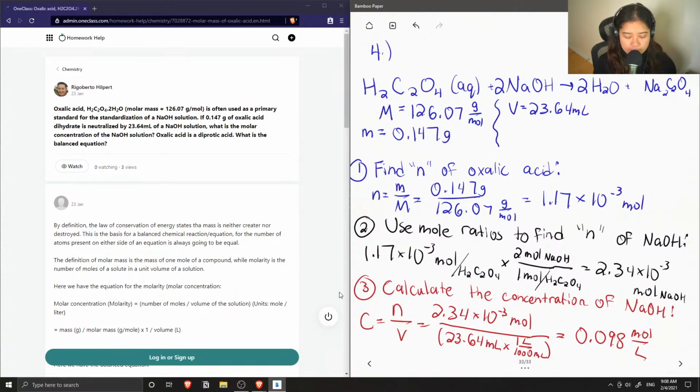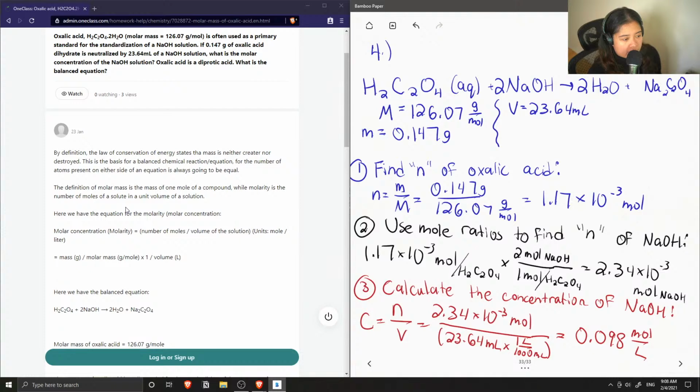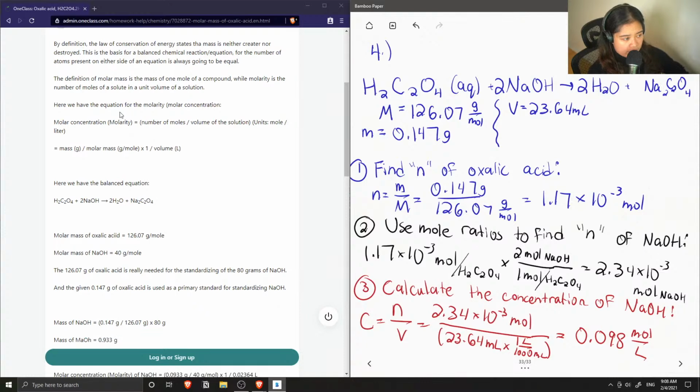Okay, so now let's see what the junior tutor said. By definition, the law of conservation of energy states that mass is neither created nor destroyed. This is the basis for a balanced chemical reaction and equation, where the number of atoms present on either side of an equation is always going to be equal. The definition of molar mass is the mass of 1 mole of a compound, while molarity is the number of moles of a solute in a unit volume of solution. Here we have the equation for the molarity, which is equal to molar concentration, number of moles divided by volume.